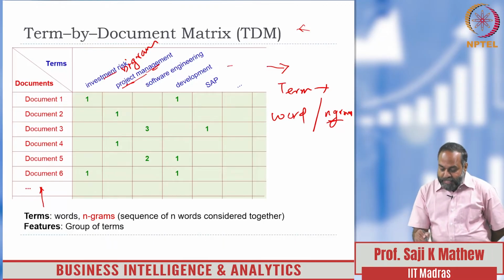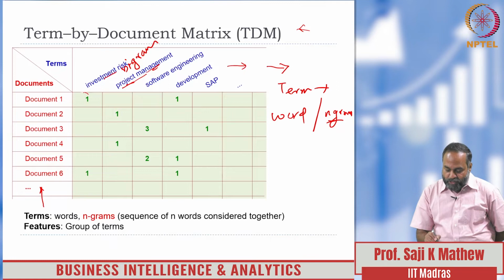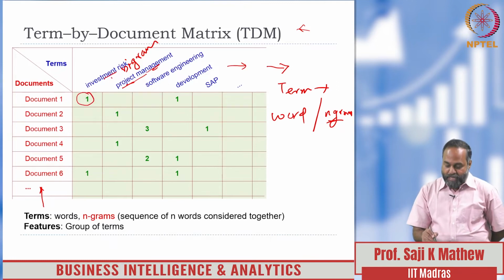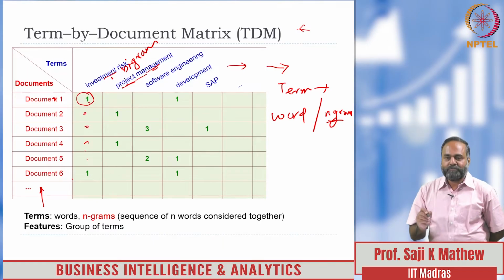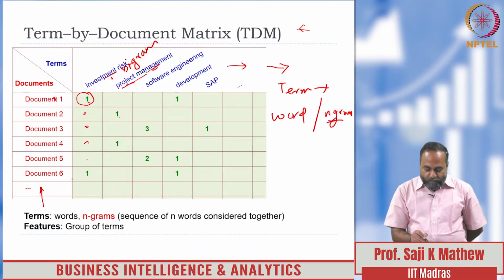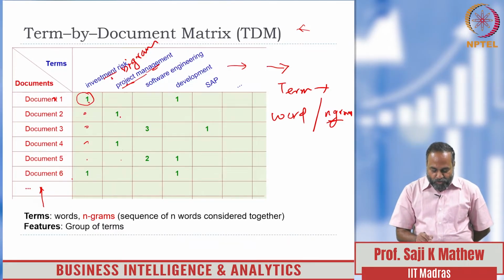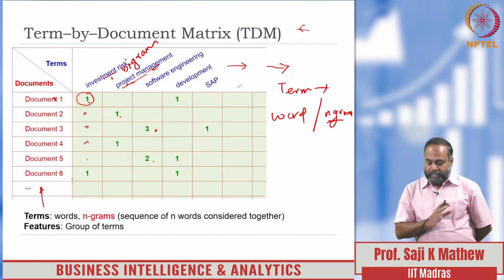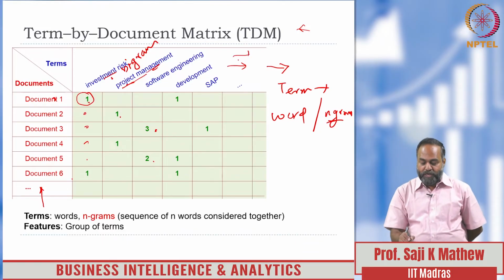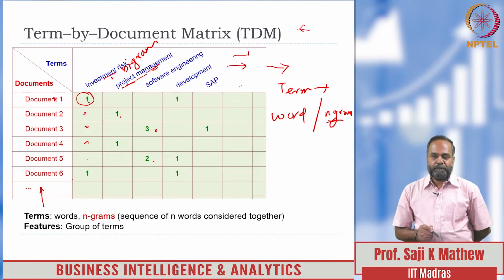Now, you can see that there are terms and there are documents. So, what are these counts about? Investment risk is occurring once in document 1 and in document 6, but these are all voids, it does not occur in these documents. Project management occurs once here in document 2, once in document 4. Software engineering, document 3 and document 5 have it, and many times. You see what meaning is conveyed: it has the distribution of words in different documents.